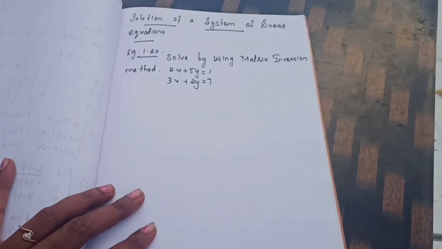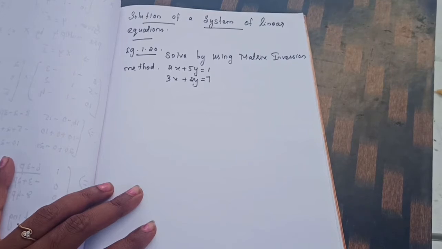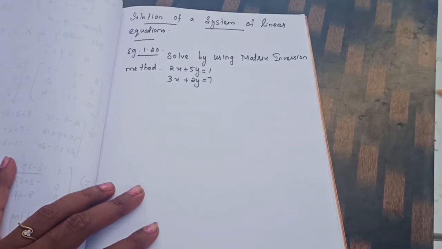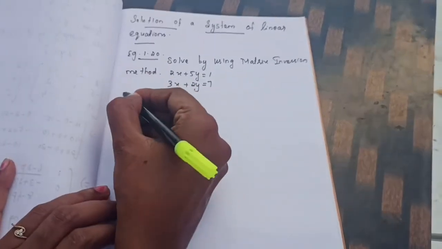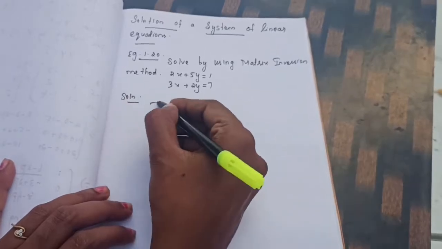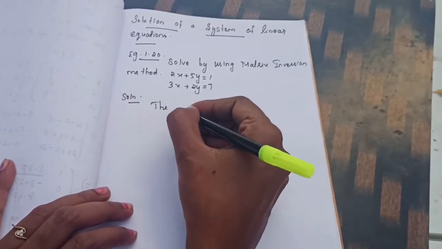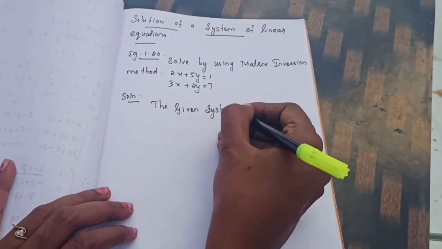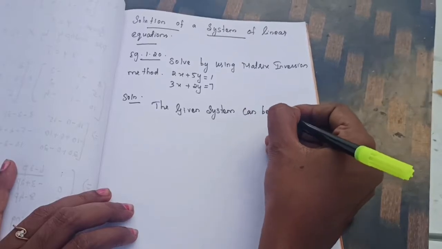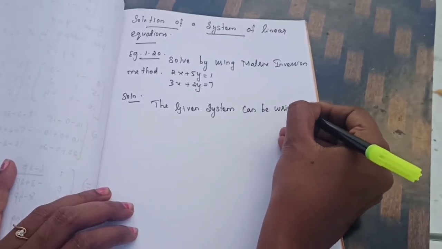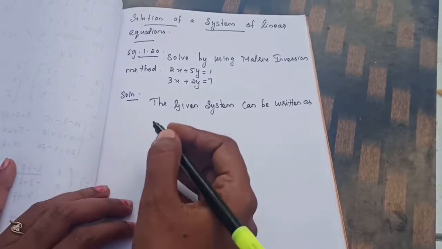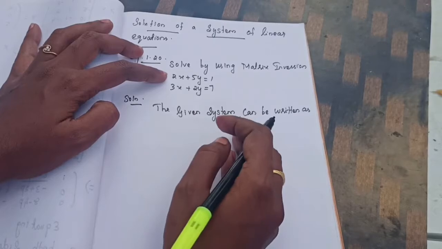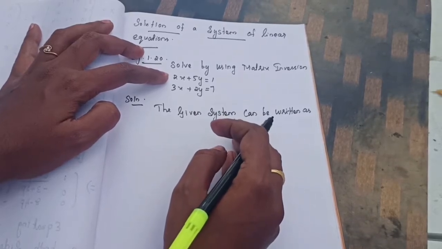Okay. Here they gave the two equations. Solve by using the matrix inversion method. Don't forget, if they say solve by using the matrix inversion method, we need to do it like this. First, we need to write the system in this form. The given system can be written as, in the form AX is equal to B. I said this, right? So AX equal to B. We need to write it in the form of AX is equal to B.